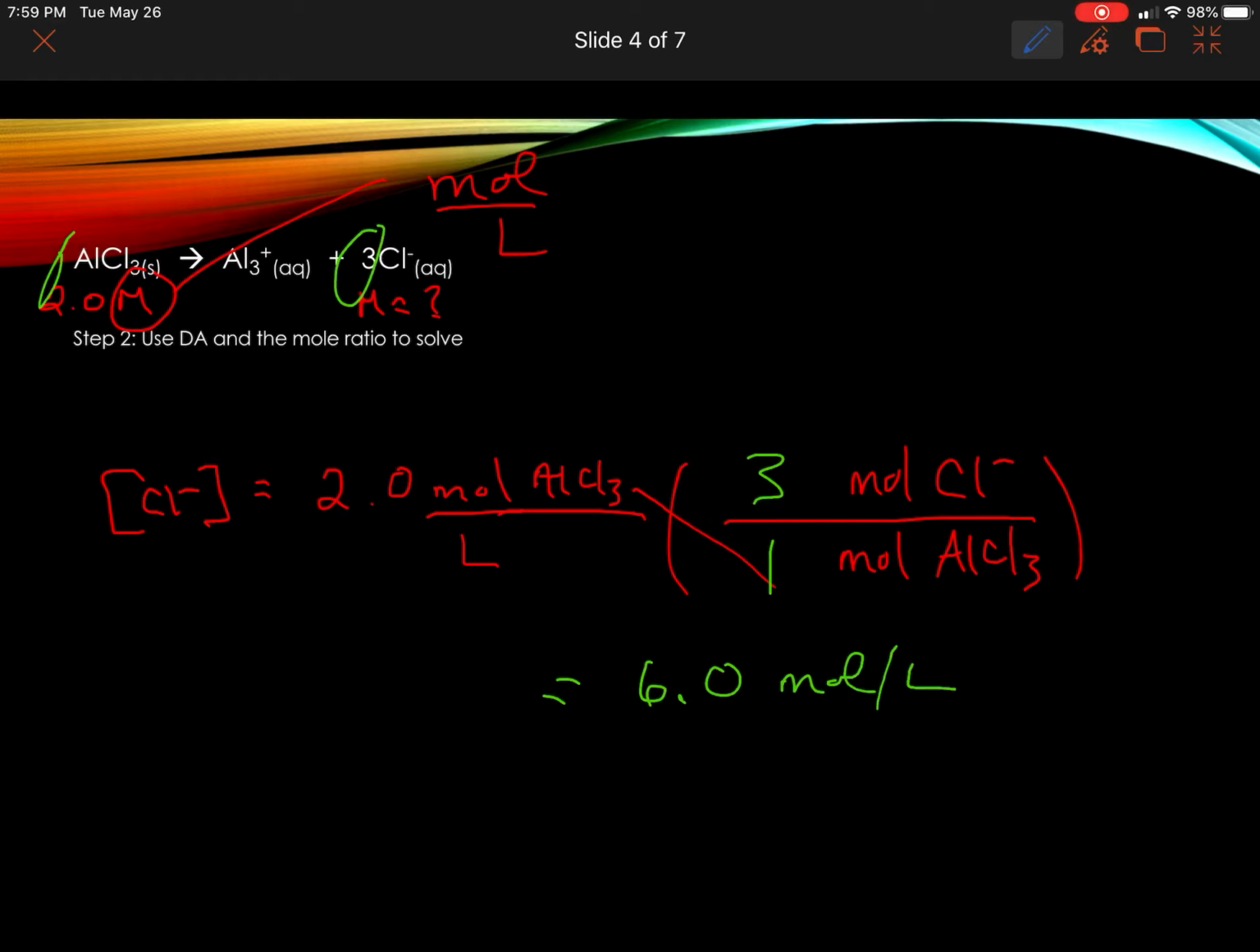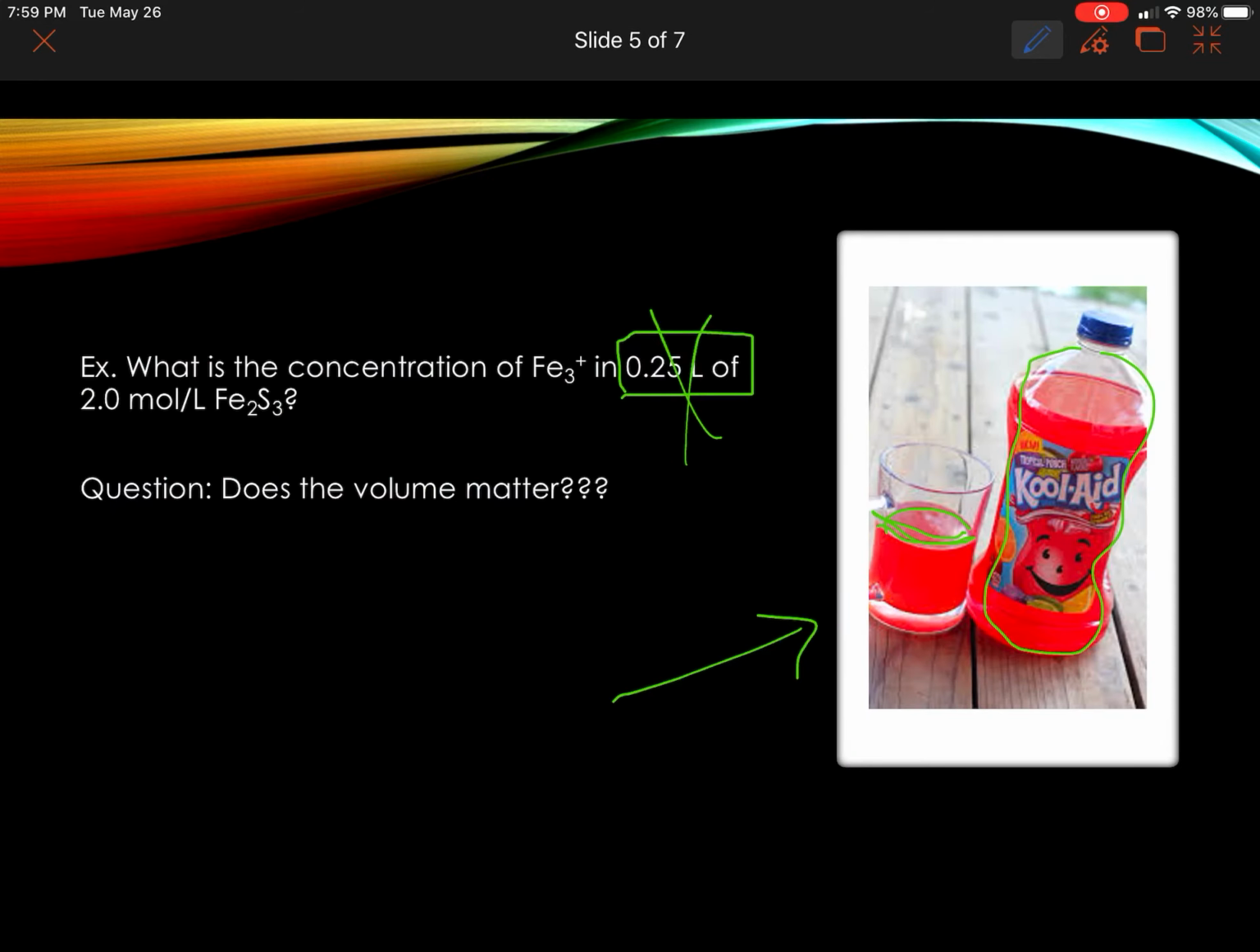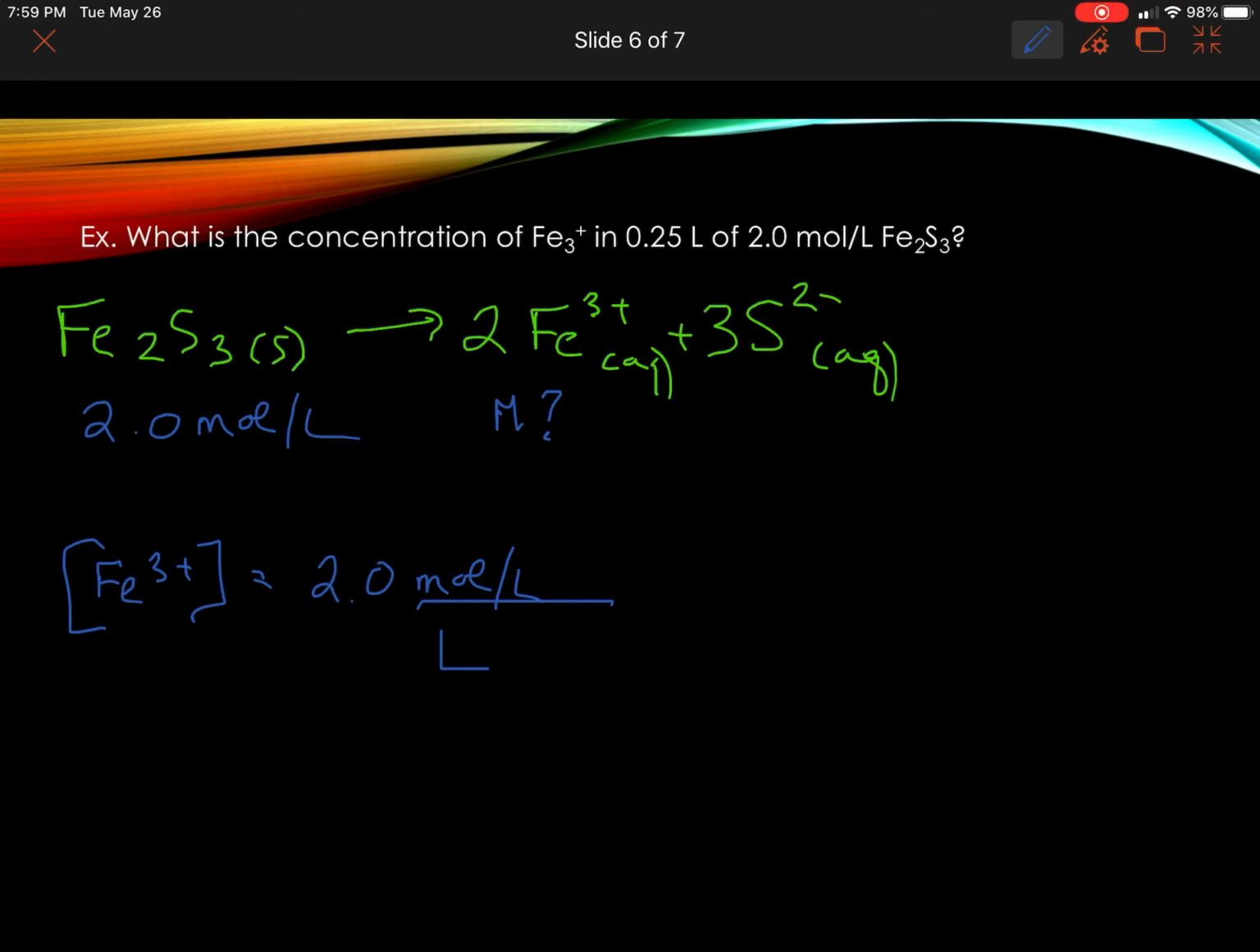So if you look here, the moles of aluminum chloride, and you're left with moles of chlorine over liters. So that is where this unit comes from, and that's why I wrote it like that, so you could see it a little easier. Sorry. So we go back here.